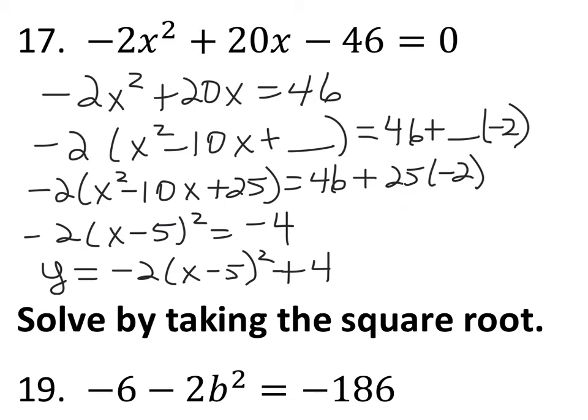Then I simplify. So this negative 2, I'm going to rewrite this as a perfect square. So I know this is x minus 5 times x minus 5. That's my perfect square. So x minus 5, the quantity squared, is going to be this right here, rewritten as a binomial squared. That equals, and when I simplify this, I get a negative 4. Now I'm ready to write my equation. y equals negative 2 times the quantity x minus 5 squared. I move this 4 to the other side, plus 4. And that's it. That's my equation written in vertex form.